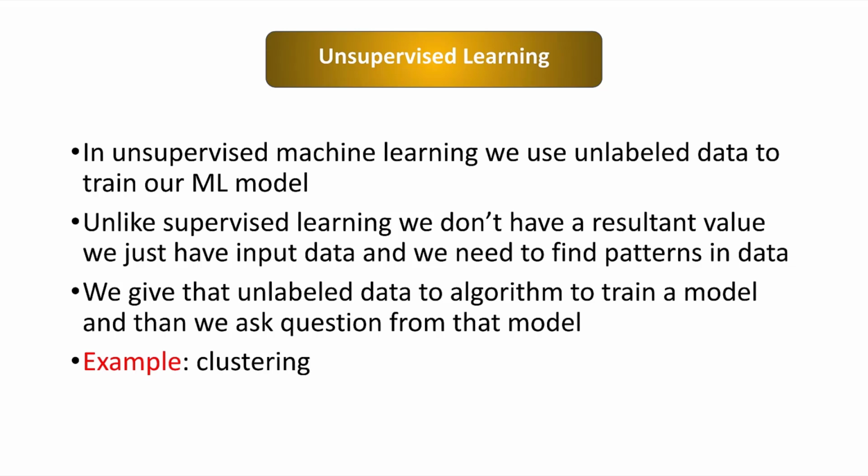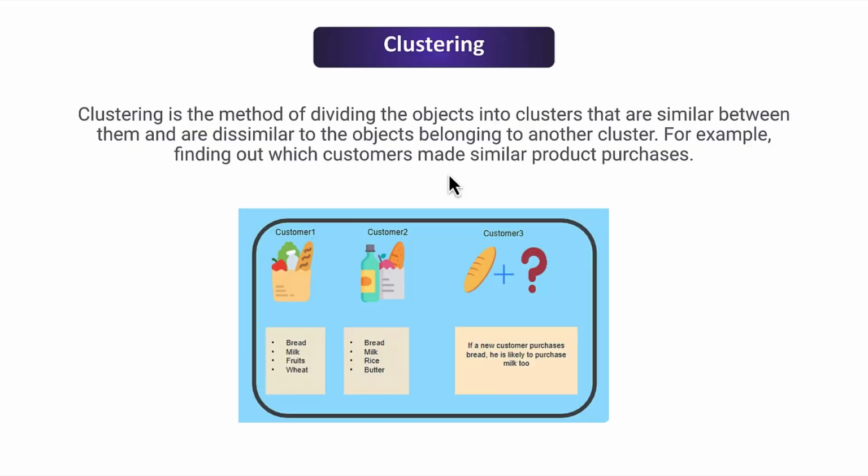So let's look at the details of clustering so that we can understand how machine learning models are trained without the label or without the result. Clustering is a method of dividing objects into clusters or groups that are similar between them and are dissimilar to the objects belonging to another cluster. For example, finding out which customers made similar product purchases. A practical example of clustering can be applied to a bakery or a store.